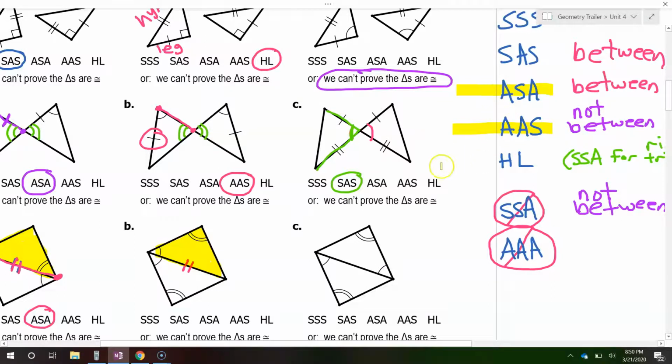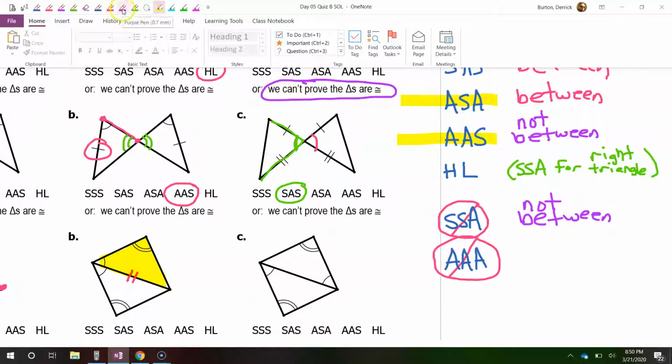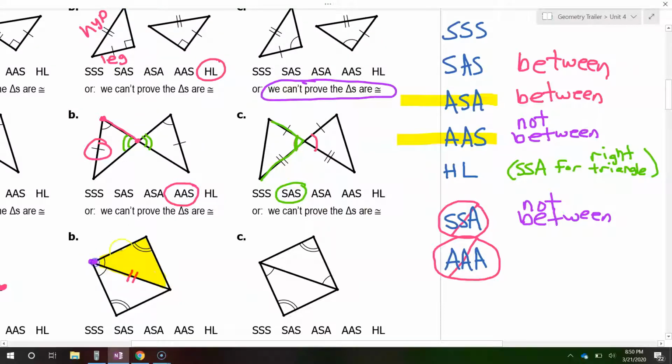It will be either one of these. Is the side between the two angles or not between? Well, my two angles are here and here. If I connect those, this is the side that's between. Notice that this side is different. So the marked side is not between the two angles. So that's why this is going to be angle, angle, side. Not between.